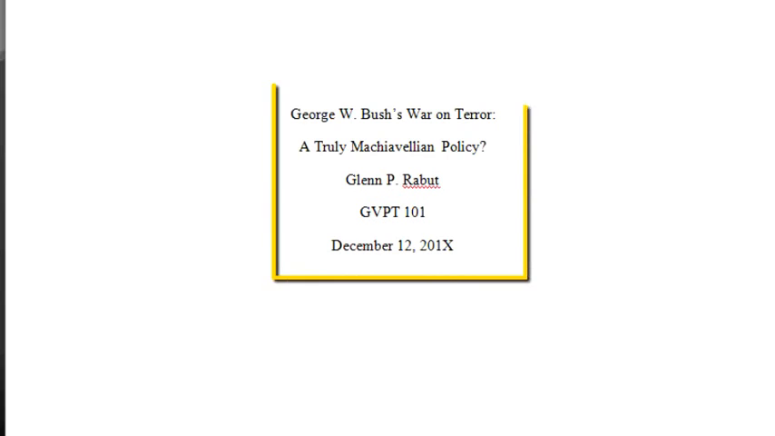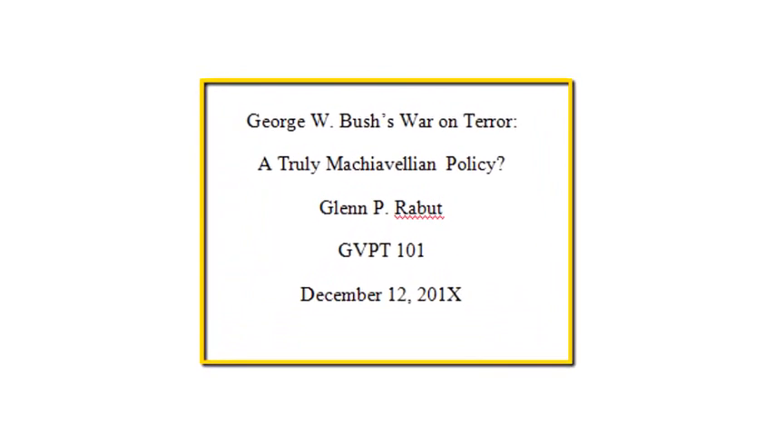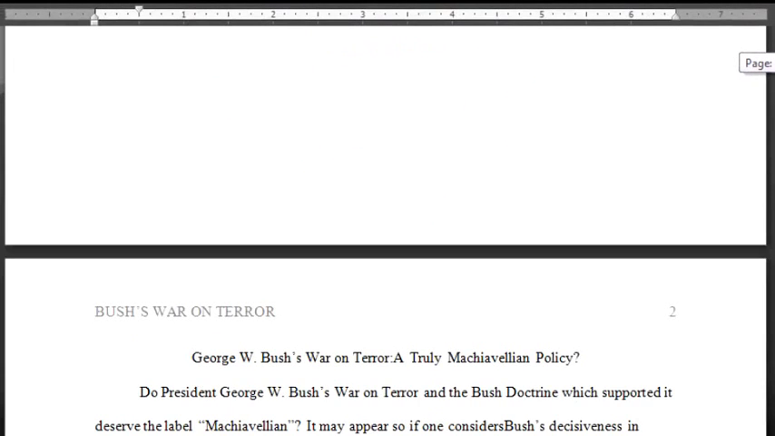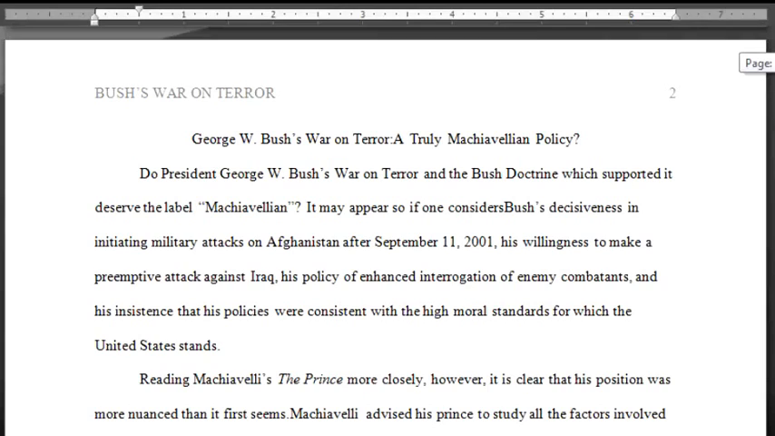Here you see the student is using a main title together with a subtitle. Whenever you have a main title and a subtitle in APA, you separate them with a colon, which you see here. George W. Bush's War on Terror, colon, a truly Machiavellian policy, and then there's the name, course number, and date. And that's what the professor wants on your APA title page. No abstract for your paper. You go right into the body of your paper, and that means that on the first line of your first body page, you repeat your full title.